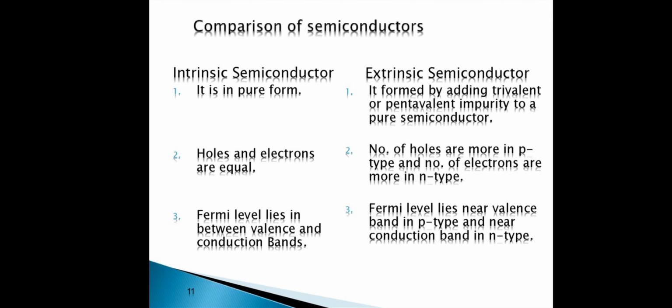Next, comparison of semiconductors: intrinsic semiconductor and extrinsic semiconductor. Intrinsic semiconductor is in pure form, holes and electrons are equal. Fermi level lies between valence and conduction band. Extrinsic semiconductor is formed by adding trivalent or pentavalent impurities to a pure semiconductor. Number of holes is more in p-type and number of electrons is more in n-type. Next, the Fermi level lies near the valence band in p-type and near the conduction band in n-type.